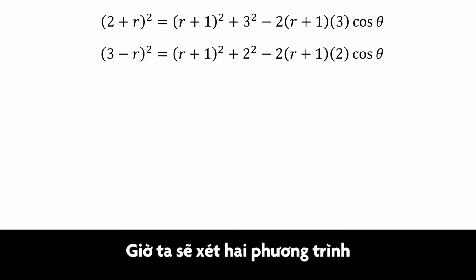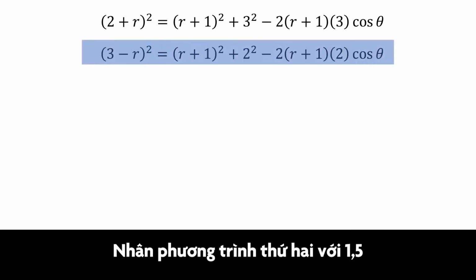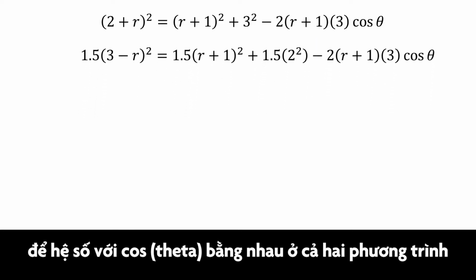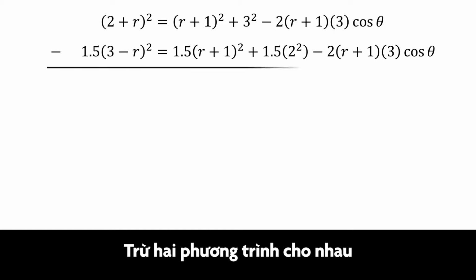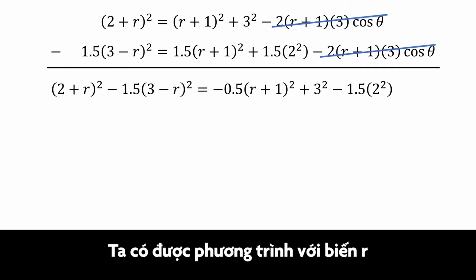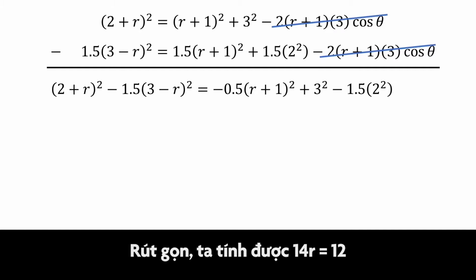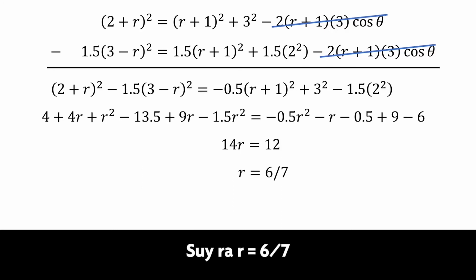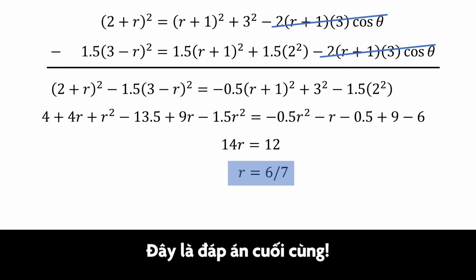Now we can consider just these two equations. What we'll do is multiply the second equation by 1.5. This makes sure that the term with cosine of theta will be equal in both equations. When we subtract the second equation from the first, the cosine of theta terms will cancel out. We then get a single equation in one variable r. We do some careful simplification, and we get some magical cancellations. The result is that 14r is equal to 12, and therefore r is equal to 6 over 7, and that's our answer.